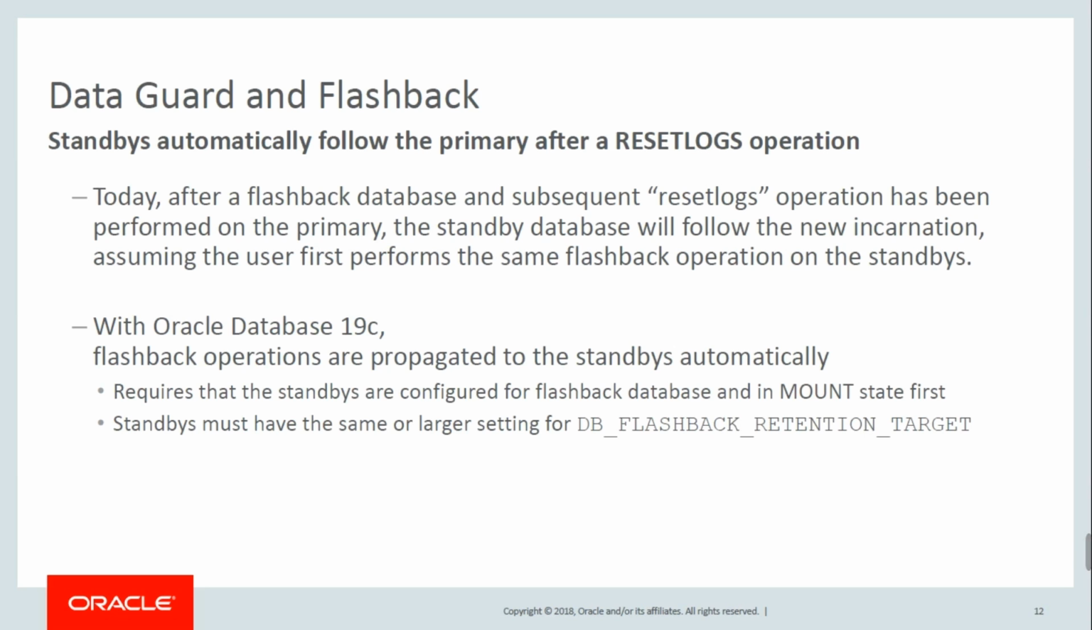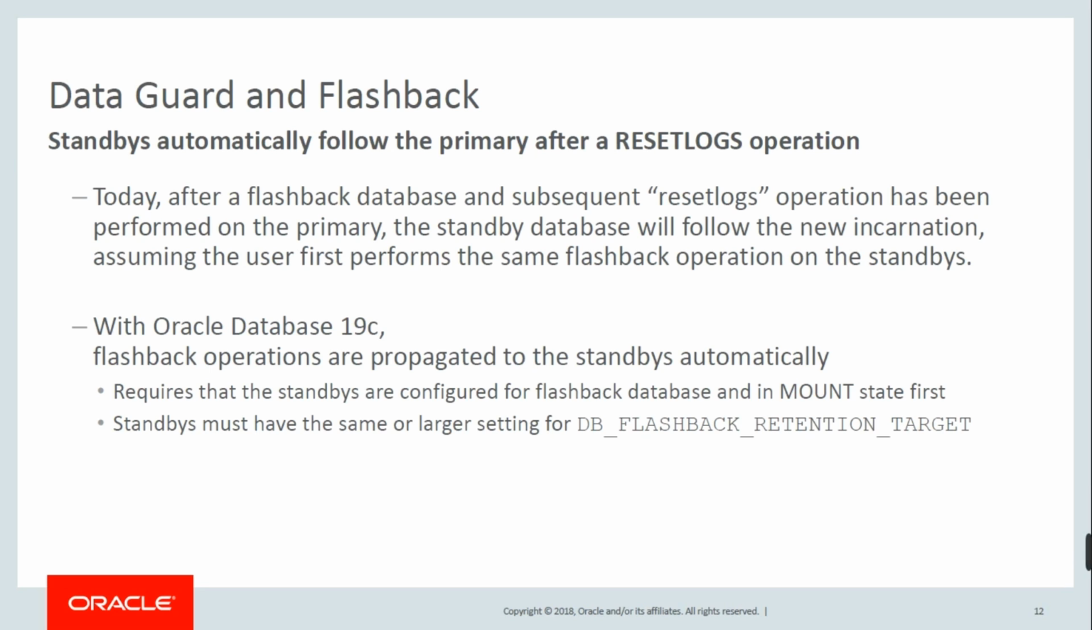Data Guard and flashback, again: standbys automatically follow the primary after resetlogs operations. Today, after a flashback database and subsequent resetlogs operation has been performed on the primary, the standby database will follow the new incarnation, assuming the user first performs the same flashback operation on the standby side as well. If you perform that recovery on the primary side, the standby side will also be recovered automatically with a flashback operation. With Oracle Database 19c, flashback operations are propagated to the standby side automatically.